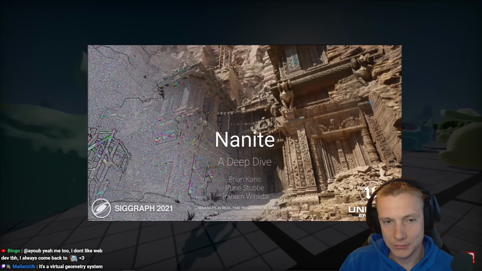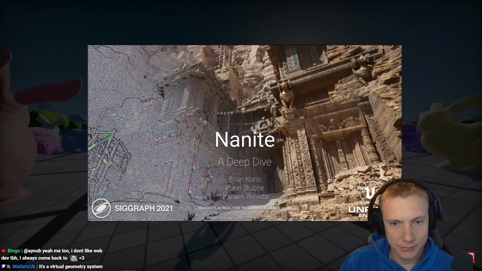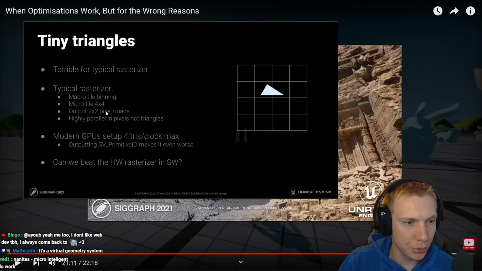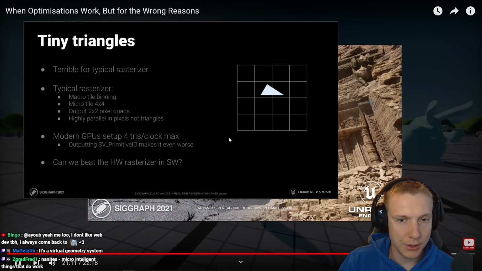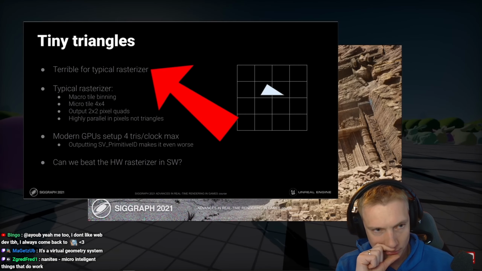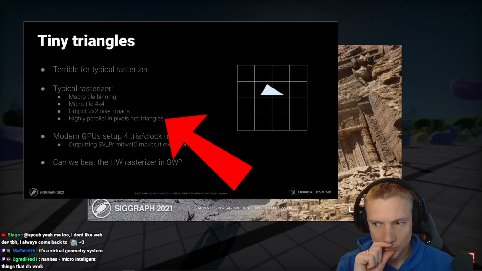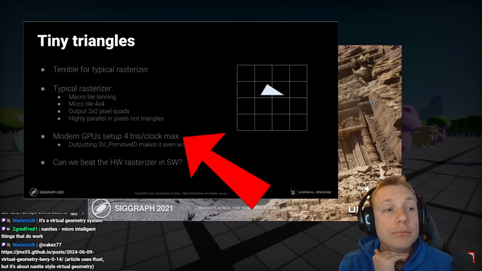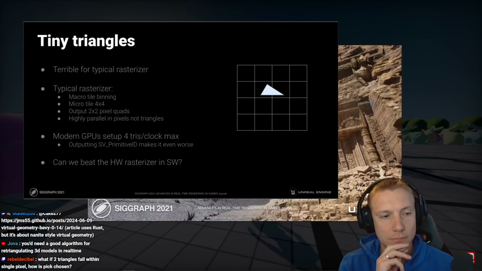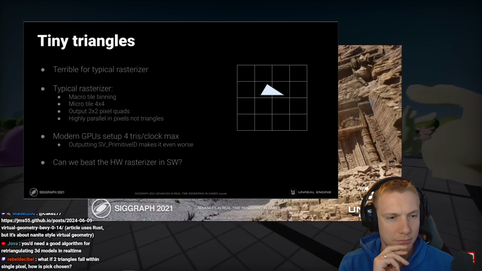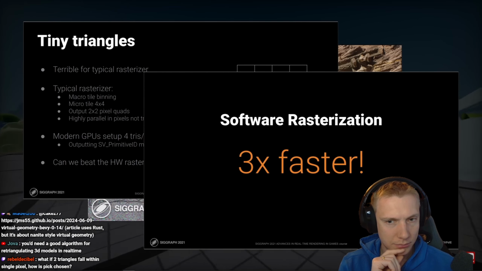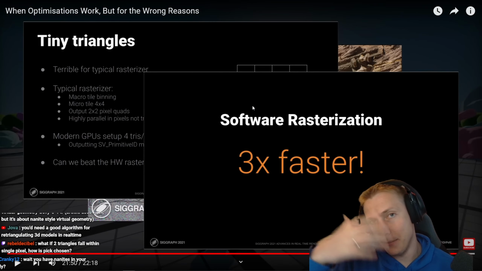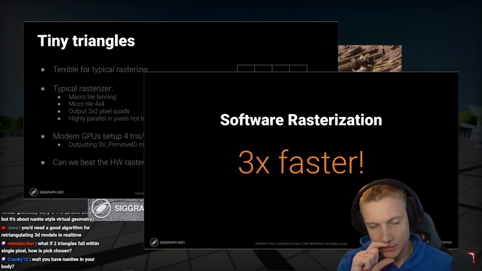There is a 2021 presentation entitled Nanite, a deep dive. One interesting thing that pops up is they confirm a lot of what we've talked about here. On this page, about 80 pages in, this is a very long presentation: Microtile 4x4. Output 2x2 pixel quads, highly parallel in pixels, not triangles. Some technical decisions they made. We can see here that they mention just how crappy tiny triangles are, and they point out that GPUs are built with parallel pixels in mind, but not triangles, which jives with what we've seen. They've done their homework. As they mention in their slides, a lot of modern GPUs can set up 4 triangles per clock max. So a primitive assembly bottleneck is a very real problem that they set out to solve, or at least work around. So what they did was to write a software rasterizer for micro triangles, and that ended up being considerably faster. We don't have to understand the details of their implementation, but now at least we understand their motivation.